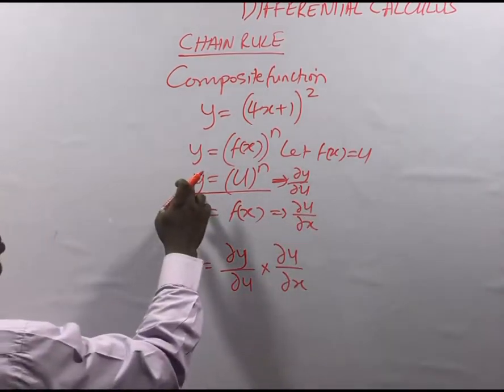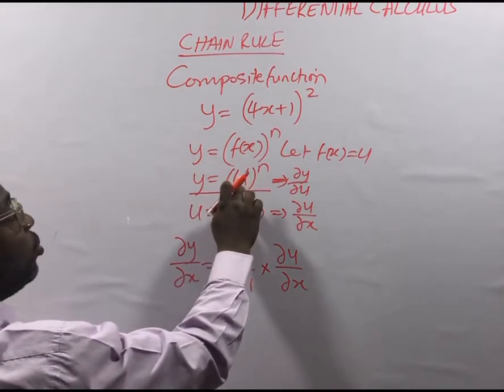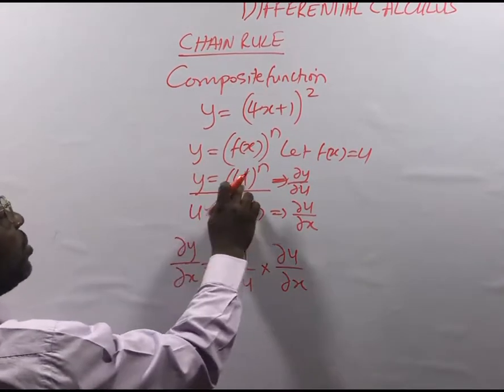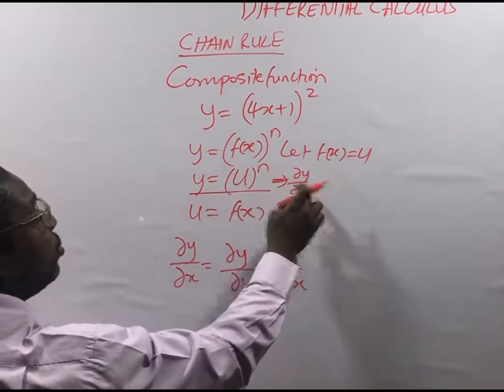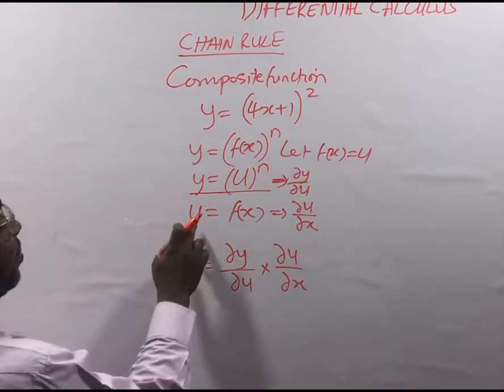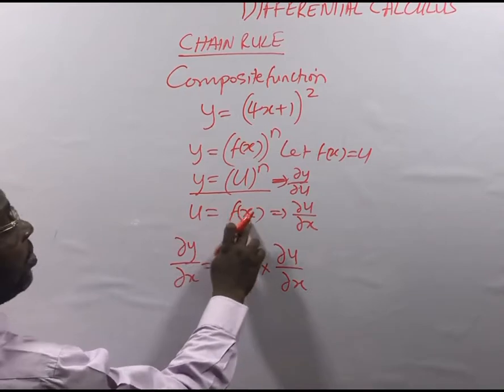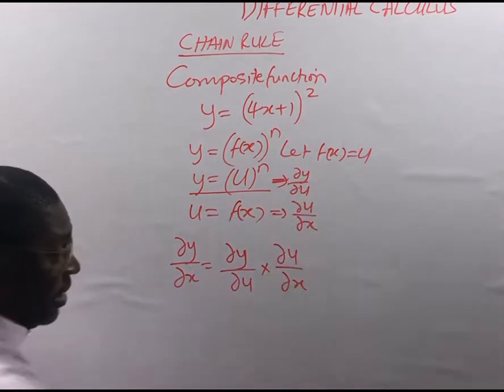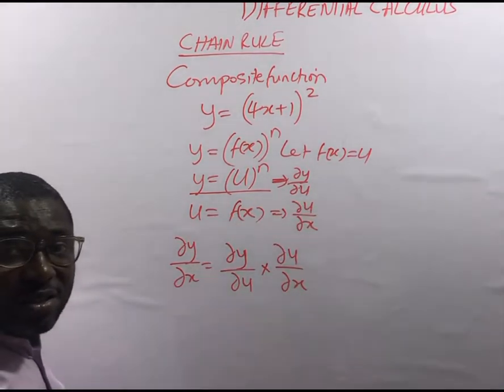That is, find the derivative of y based on u. That's dy du. And find the derivative of u based on x. That's why it is du dx. Do you now understand?